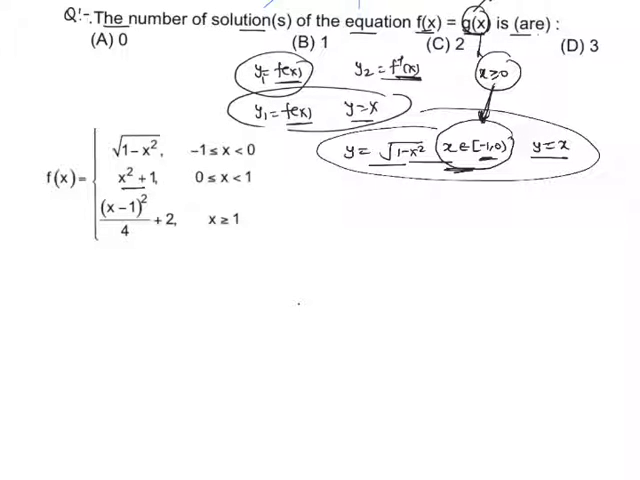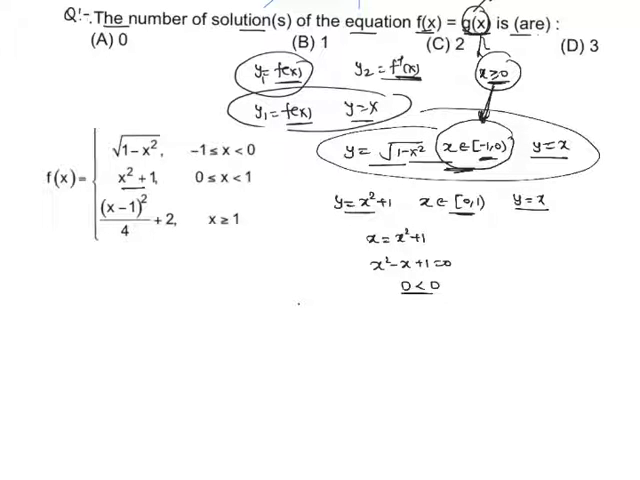Next is what? x square plus 1. So y equals x square plus 1, where x belongs to what? Closed interval 0 to open interval 1, and y equals x. Here a solution can be possible because g of x's domain is what? Greater than or equal to 0, and this one is also positive. So if I simplify, x equals what? x square plus 1. So x square minus x plus 1. If we see this one, the discriminant is what? Less than 0. So there is no solution.